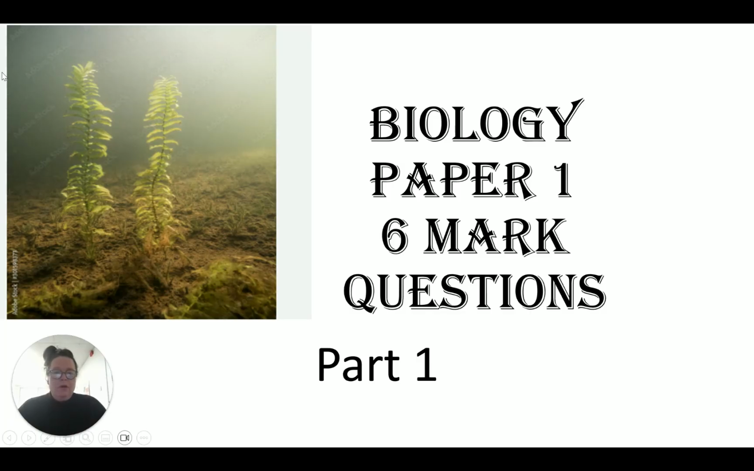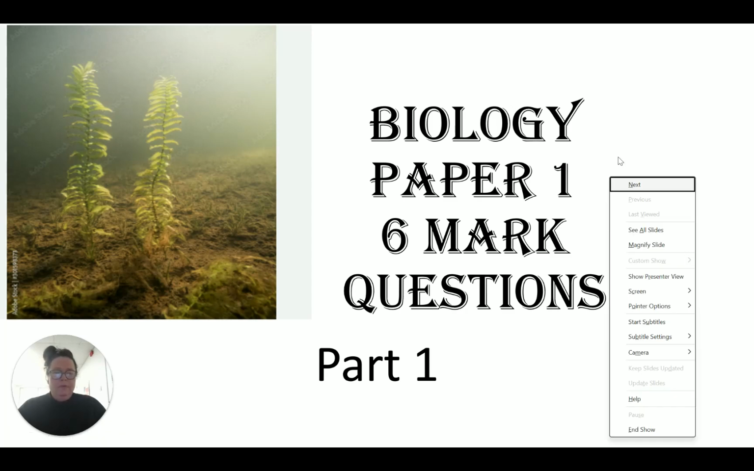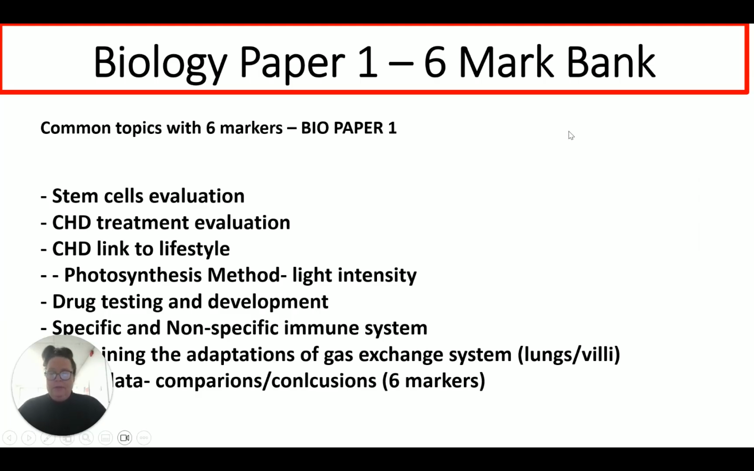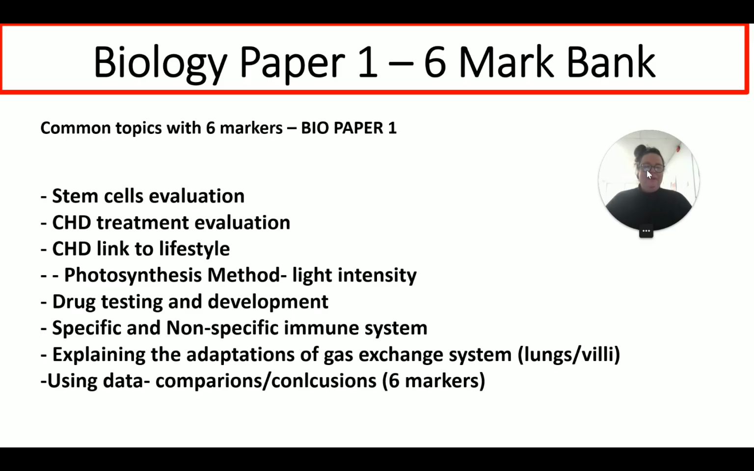So on paper 1, these are our most common 6 mark answers. Stem cells evaluation, CHD, which is coronary heart disease, treatment evaluation, CHD linked to lifestyle, the photosynthesis required practical, which is about light intensity, drug testing and development of drugs, specific and non-specific immune system, explaining the adaptations of gas exchange, so for example the lungs and the villi, or using data, comparisons, conclusions, sometimes evaluations.